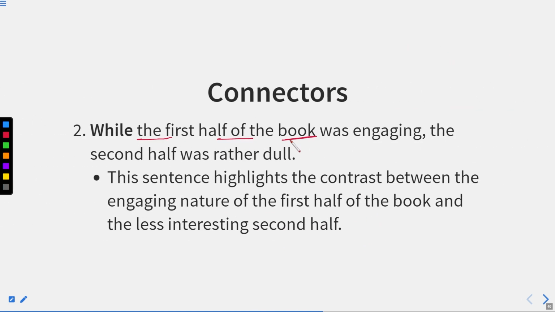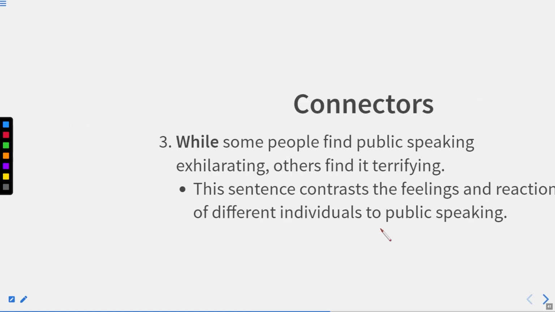While the first half of the book was engaging, the second half was rather dull. So we are comparing a book and its parts. While the first half of the book was engaging, it means it was convincing. A person can continuously read it, whereas the second half was rather dull. It means it was not interesting, so not all the people were ready to read it. This sentence highlights the contrast between the engaging nature of the first half of the book and the less interesting second half.